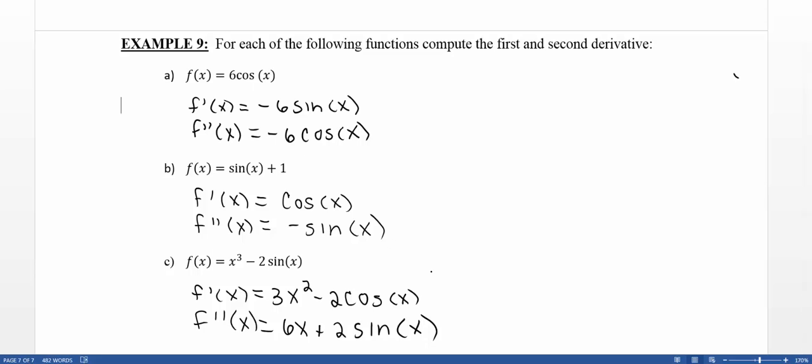So adding in sine and cosine, all of our formulas work the same way. It's just another set of derivatives that we're going to have to get used to using. Let's try a couple more examples with sines and cosines.